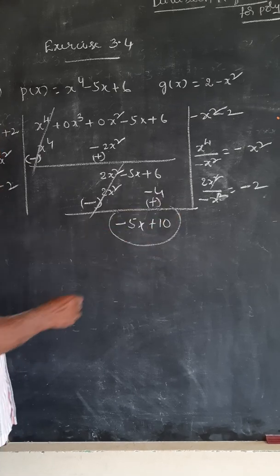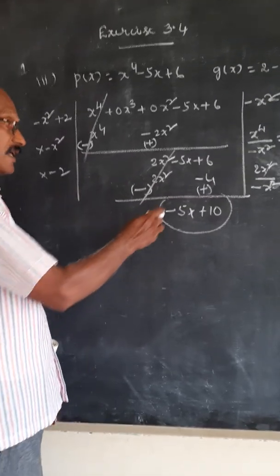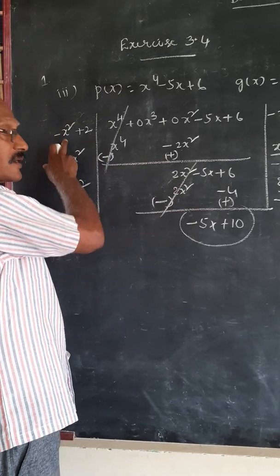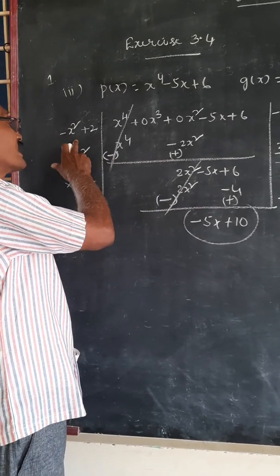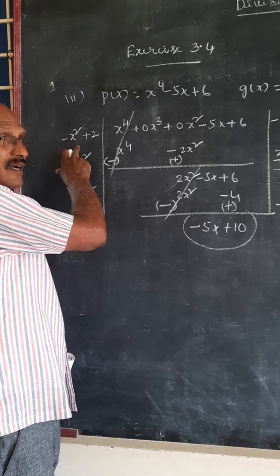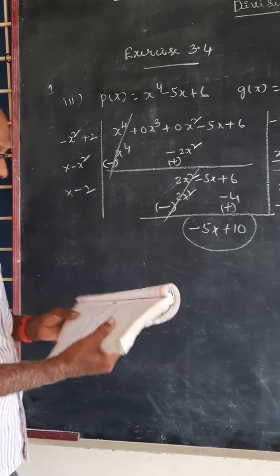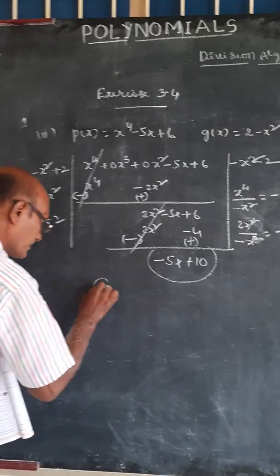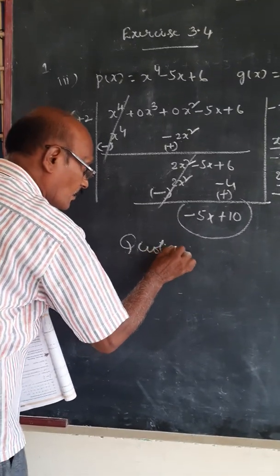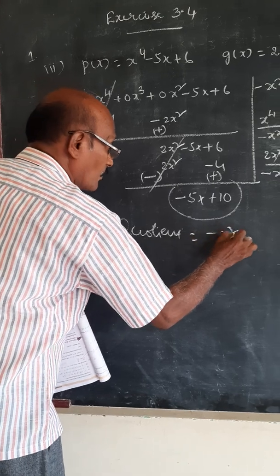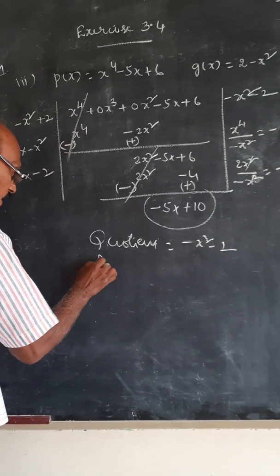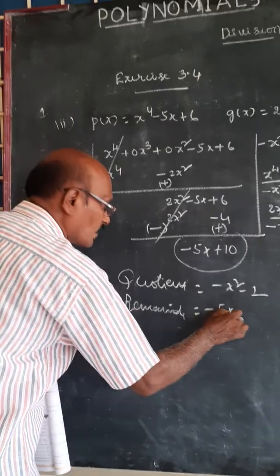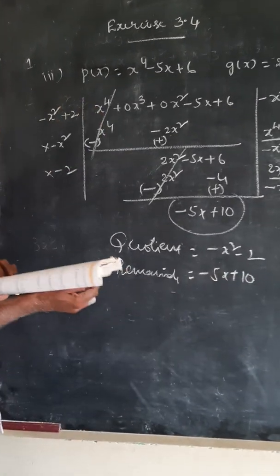This is the remainder. And observe the degree of the remainder. This is a linear polynomial, degree 1, and here degree 2. The remainder degree is less than the degree of the divisor. So stop the division and write the answers. That is quotient. Quotient is equal to minus x square minus 2 and remainder is equal to minus 5x plus 10.